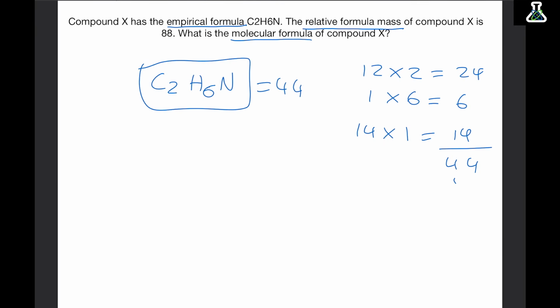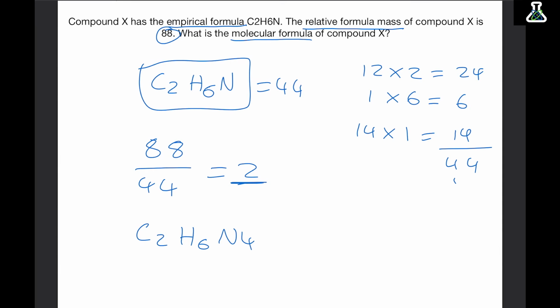Now we want to divide the relative formula mass we have in the question by the answer we just got. So we're going to do 88 divided by 44. So this gets us 2. And then we're going to multiply all the numbers in the empirical formula by the number we've just got. So we start with C2H6N. We want to times all of these numbers by 2. So we end up with C4H12N2. And this is the molecular formula of the compound, and this is what the question wanted us to find.